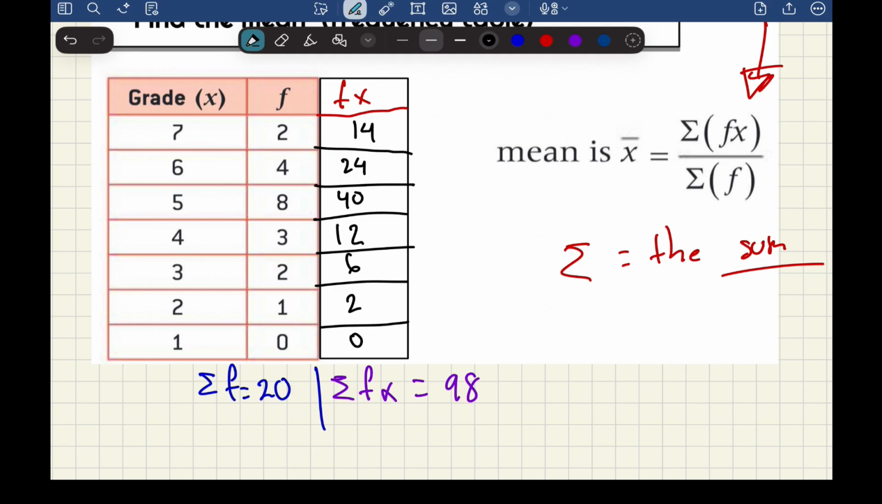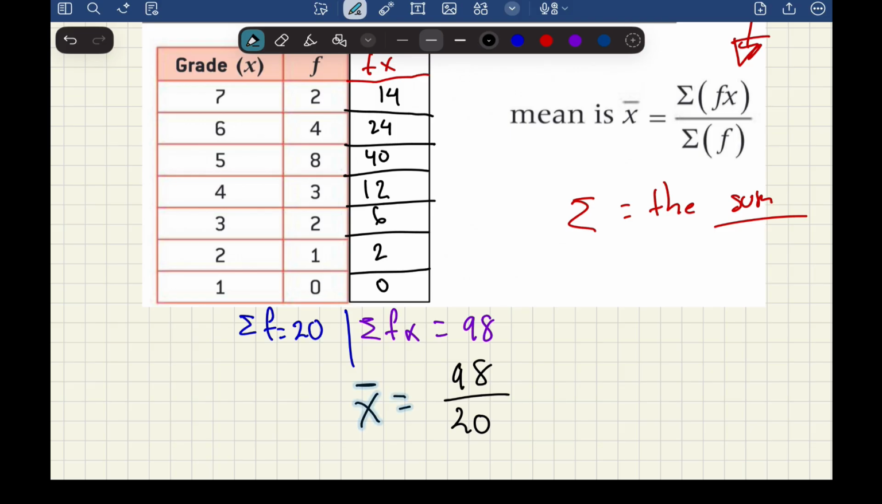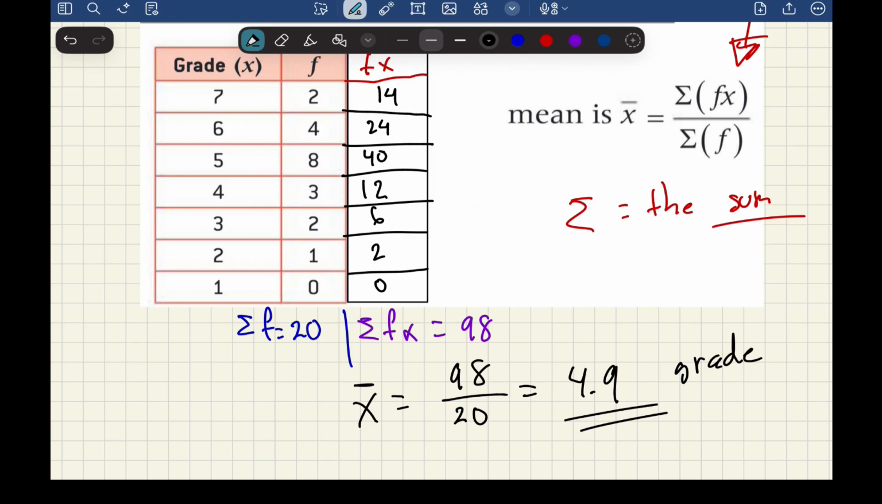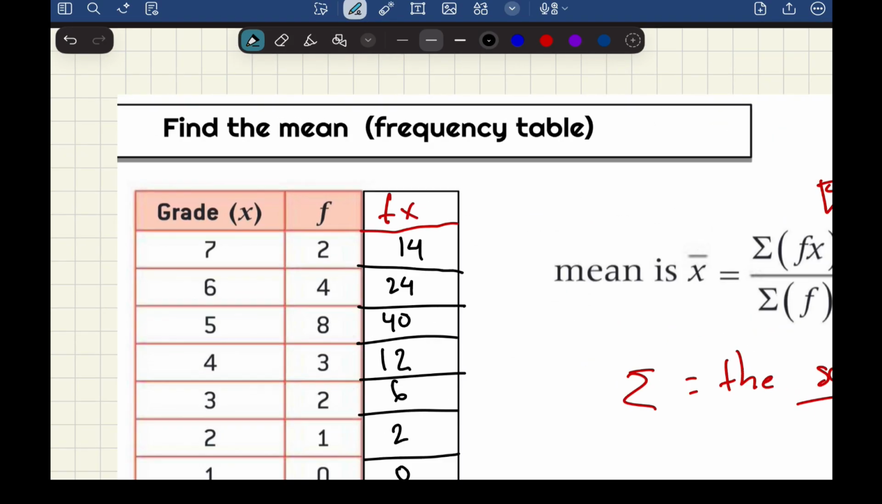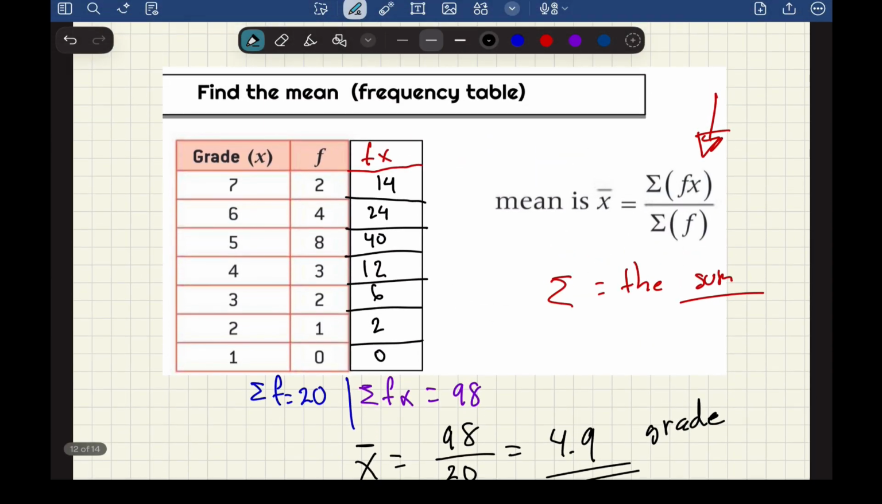Once that we have this, we can use the formula. X bar, which means the mean, is going to be the sum of the multiplication, 98, divided by 20. Okay, so we can say 4.9. In this case, this is a grade. That's it. This is what we need to do when we have a frequency table. But then we have a special situation.